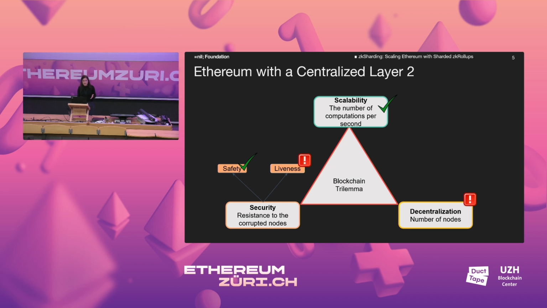And this is not just liveness. Also, there are other serious security risks, such as censorship resistance. Here, we cannot rely on that centralized sequencer to always behave fairly.